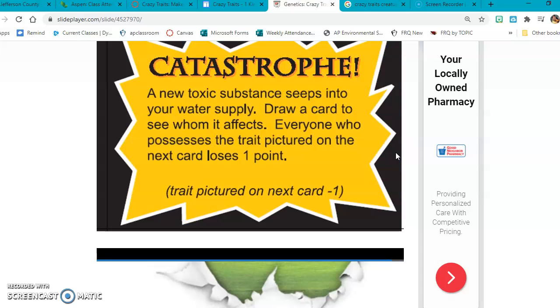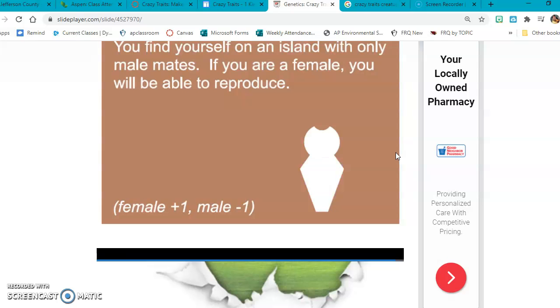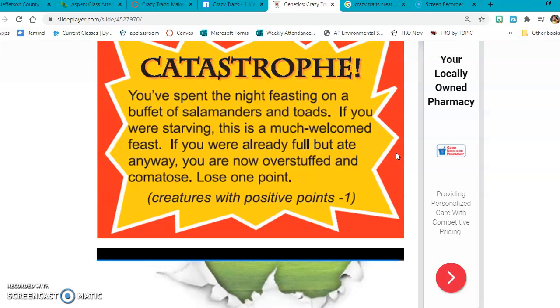Uh-oh, catastrophe. New toxic substance. Everyone who possesses wings gets -1. Tyrannosaurus Rex is looking for his dinner. If you have wings, fly away. And again, if this is going too fast, please pause and identify.